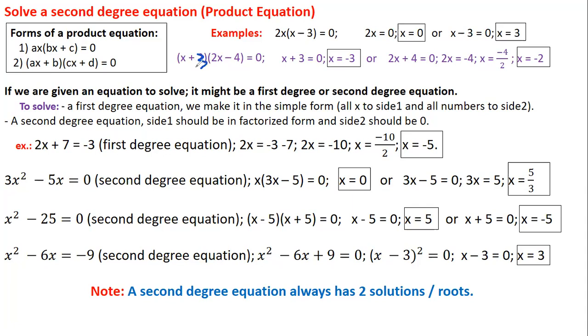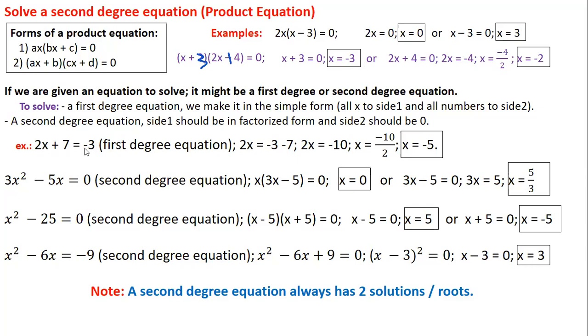So either the first binomial x plus 3 is equal to 0, then x is equal to minus 3, or 2x, let it be plus 4, or 2x plus 4 is equal to 0, then 2x is equal to minus 4, x is equal to minus 4 over 2, then x is equal to minus 2, so it has two solutions. So as I said, let us solve this first degree equation.